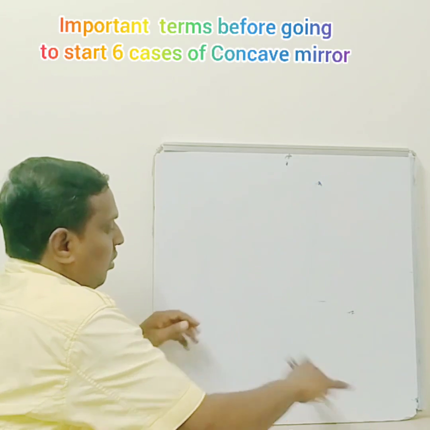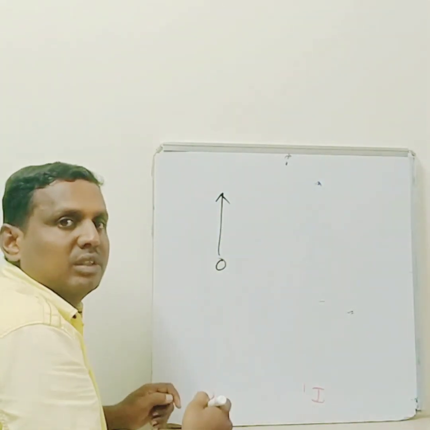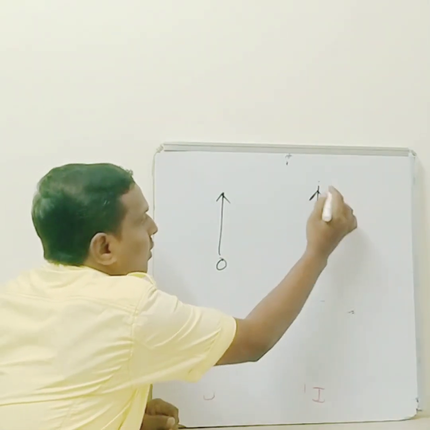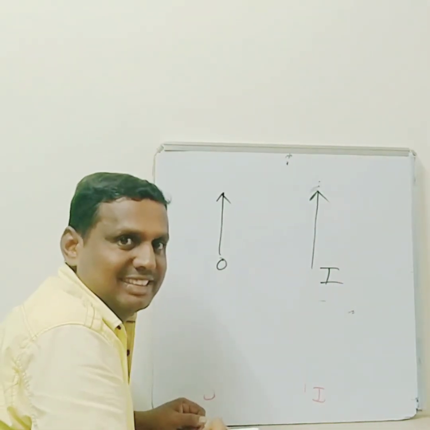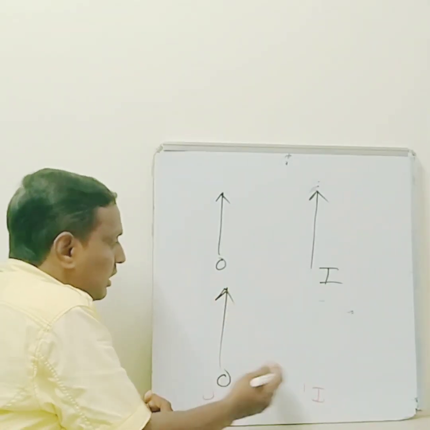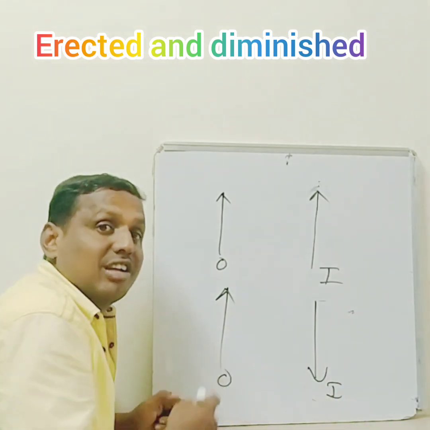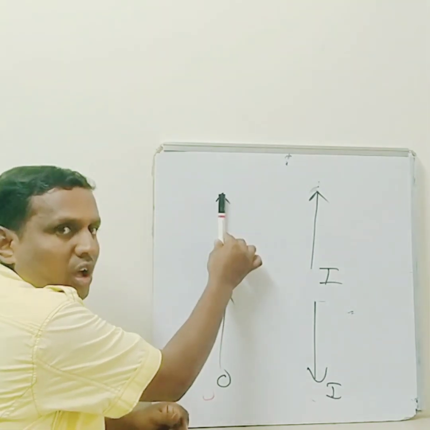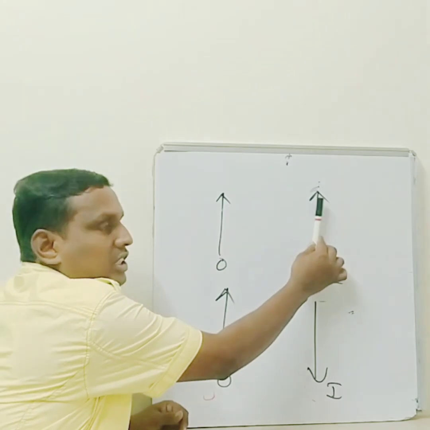Take one more object, O. If we get the image the same as this, I, this is called erected. Otherwise, if you take one more object and you get the image like this, it is called inverted. For example, say this is the object. This is the image. See here? This is called erected.